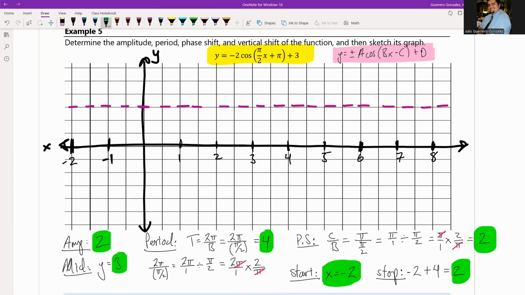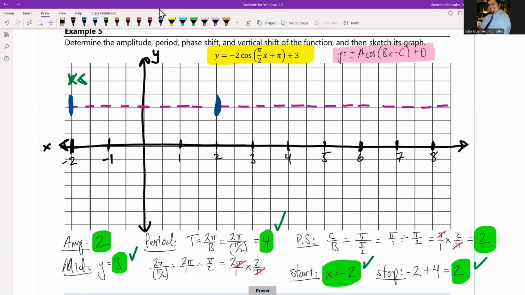Let's see. I'm going to grab a green marker here, right? We've taken care of start at -2, stop at +2. So we know that our graph is going to have to start here and end here. We took care of our midline. That's the purple line, right? We technically took care of our period when we did the start and stop, right? Because the distance from here to here, this entire distance right here, that is 4. So that's all taken care of, right?